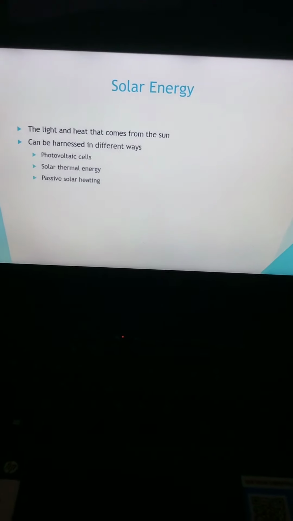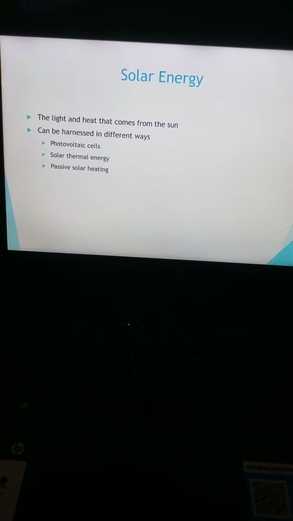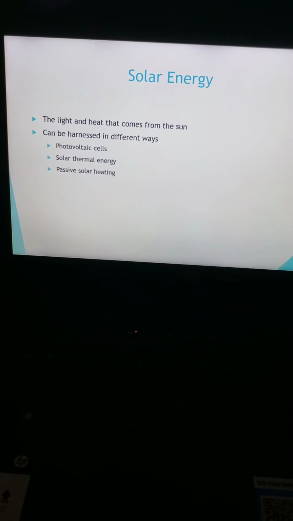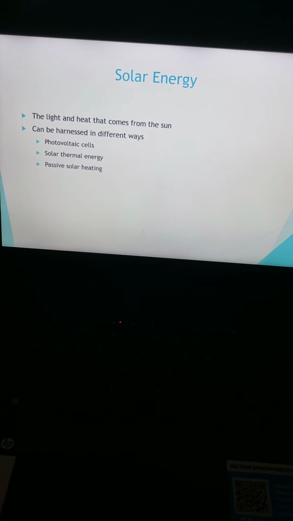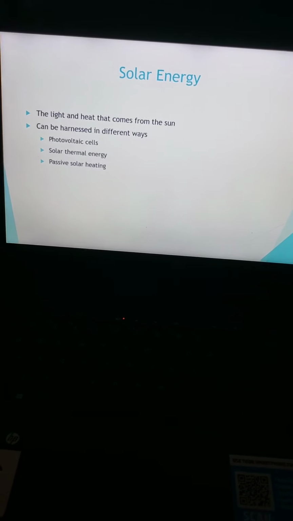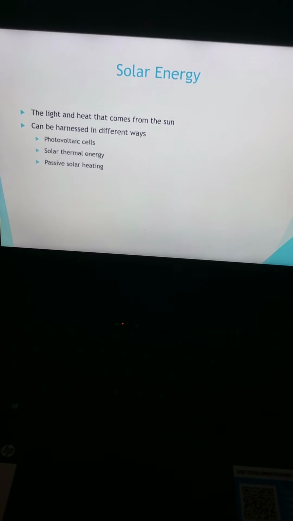Solar energy. Solar energy is the light and heat that comes from the sun, and it can be harnessed in different ways, which are photovoltaic cells, solar thermal energy, and passive solar heating.